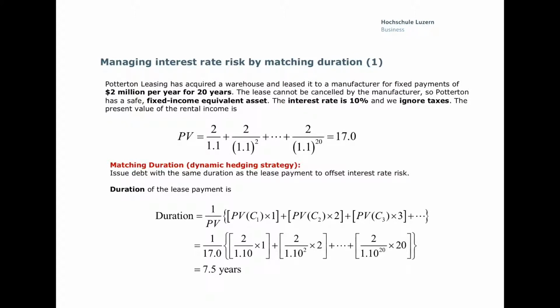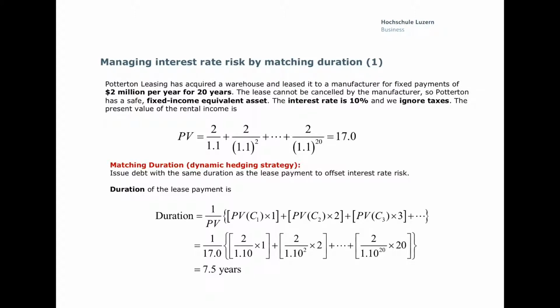Using duration matching, the company has to issue debt with the same duration as the lease payment to offset interest rate risk. It is important to note that duration matching is a dynamic hedging strategy which requires to adjust the position when interest rates fluctuate by large amounts.